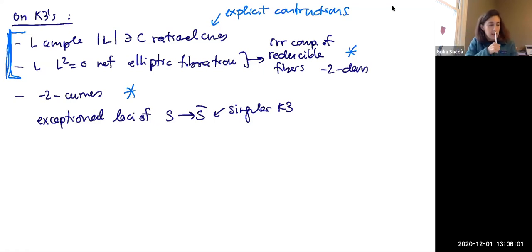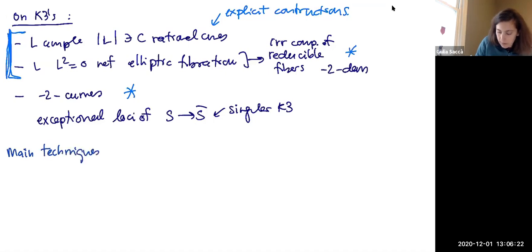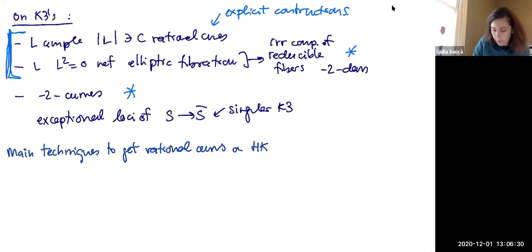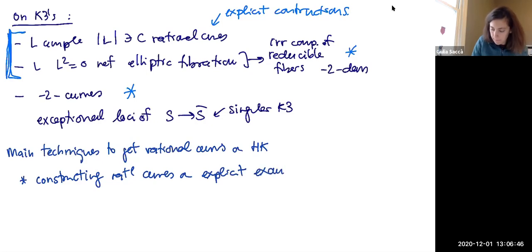And so maybe before I start telling you about the analog of the minus two classes for higher dimensional hyperkähler manifolds, let me say a couple of things. The main techniques to get rational curves on higher dimensional hyperkähler manifolds are constructing them explicitly on explicit examples. And we'll see that the Hilbert scheme of points on the K3 or moduli spaces of objects on the K3 are good sources of examples.